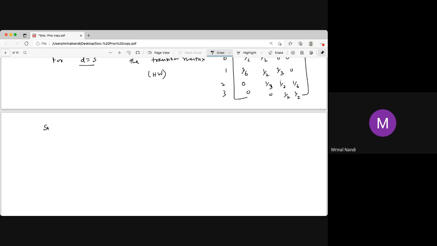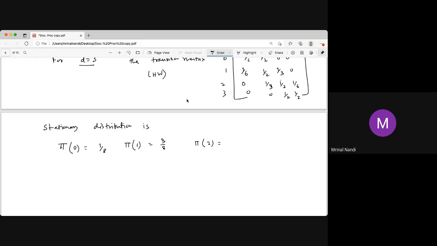Now the stationary distribution. You can check that pi 0 is 1/8. Just find that. You know how to find this. This is some work. You have to find pi suffix x first.